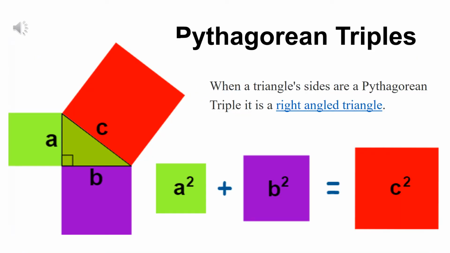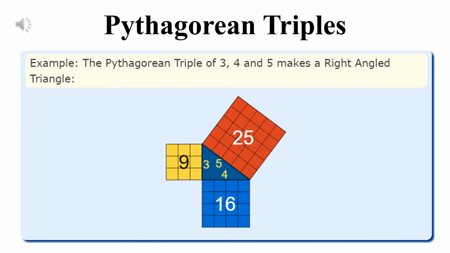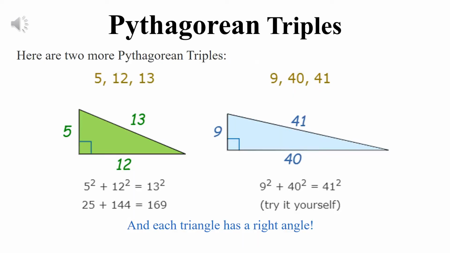When a triangle's sides are a Pythagorean triple, it is a right-angled triangle. Example, the Pythagorean triple of 3, 4, and 5 makes a right-angled triangle. Here are two more Pythagorean triples. 5 squared plus 12 squared equals 13 squared. 25 plus 144 equals 169. 9 squared plus 40 squared equals 41 squared. Try it yourself. And each triangle has a right angle.